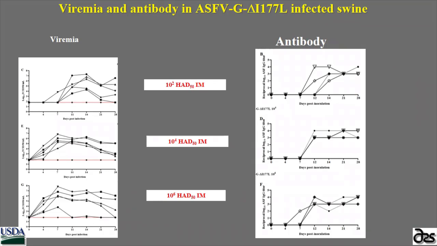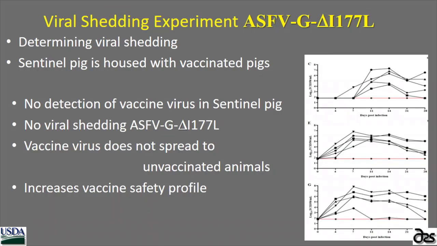When we looked at different doses and we looked at viremia, we found that even as low as 10 to the 2, we were able to see viremia of our vaccine and antibody response. And it's important to note that the antibody response was achieved at about the same level regardless of dose.